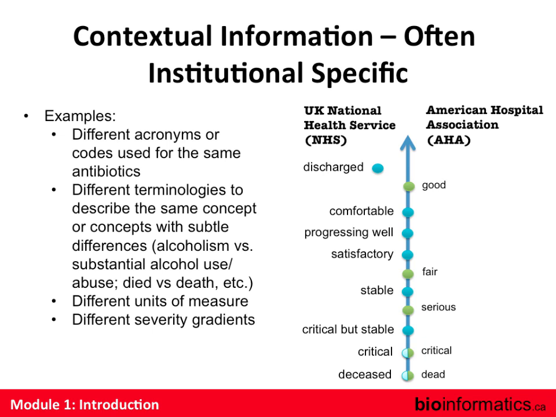Some of the contextual information is often institutional specific. Examples include different acronyms or codes used for the same antibiotics, so when you convert from one system to the next, some people have to recode that information. Another example is different terminology used to describe the same concept, or concepts with subtle differences. For example, in the risk factor forms for BCCDC, we use alcoholism to describe someone who had problems with alcohol consumption as a risk factor for infectious diseases, in this case, tuberculosis. But in Public Health England, they would call it substantial alcohol use or abuse.